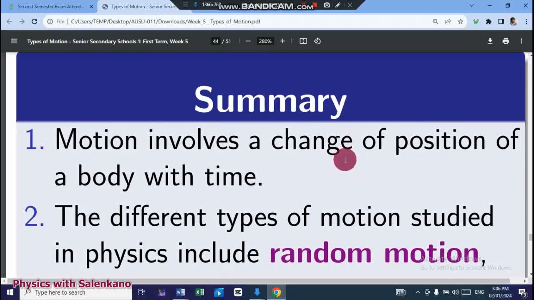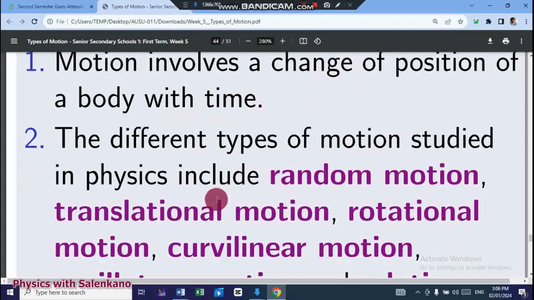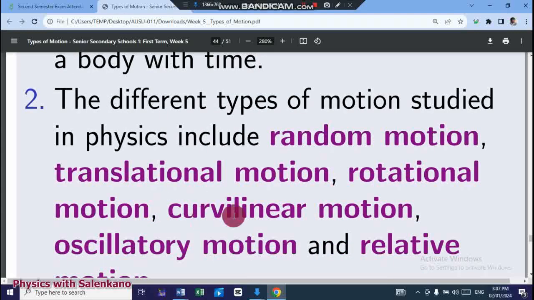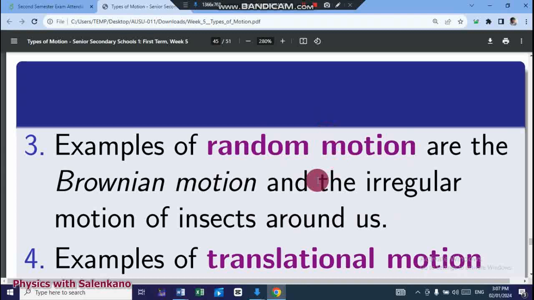Now at this point we have to summarize what we learned today. Here is the quick summary. Motion involves a change of position of a body with time. The different types of motion studied in physics include random motion, translational motion, rotational motion, curvilinear motion, oscillatory motion, and relative motion. Examples of random motion are the Brownian motion and the irregular motion of insects around us.